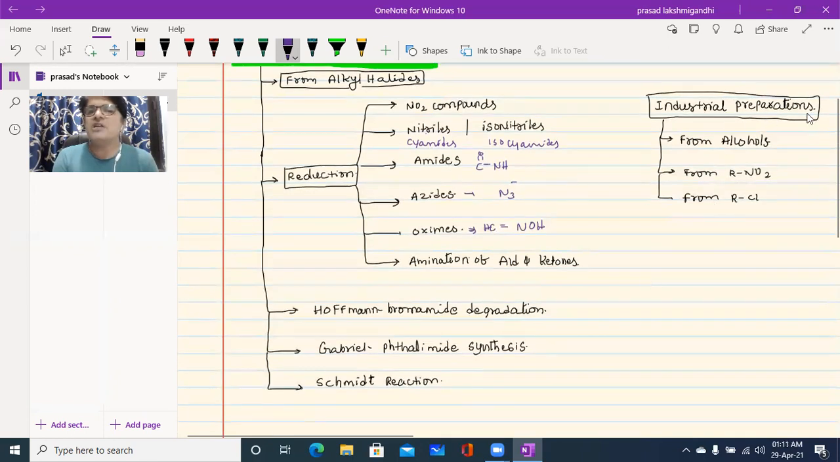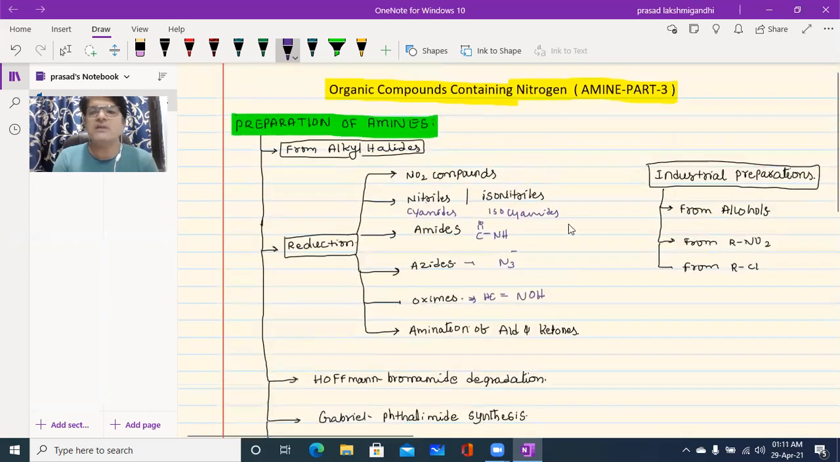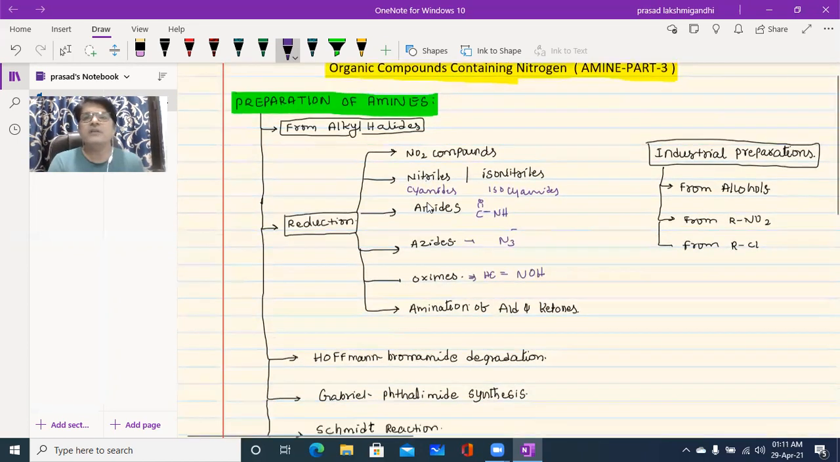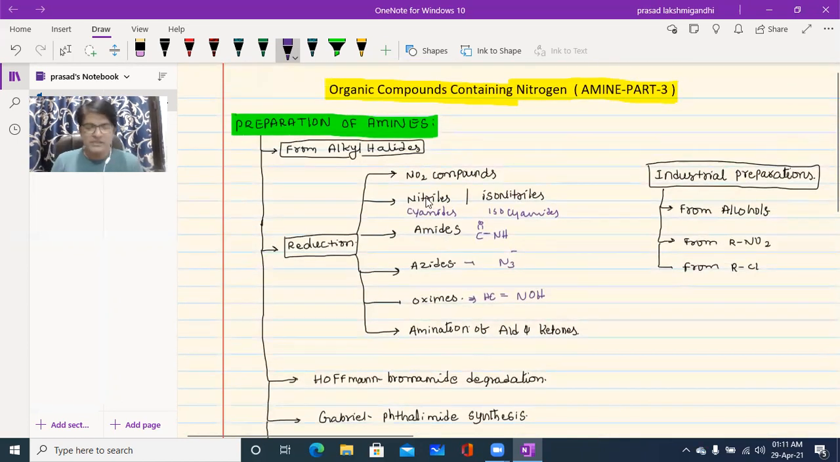Next, industrial preparation methods are also there to prepare amines. These are from alcohols, and from RNO2, meaning nitro compounds, where here we should have aromatic compounds like nitrobenzene. And from RCl, where R should be an aromatic compound like chlorobenzene. So how can we prepare amines from chlorobenzene? So these are the small chart of the preparation of amines, and the explanation I'm going to take in another part. So please check part 4, the preparation of amines.